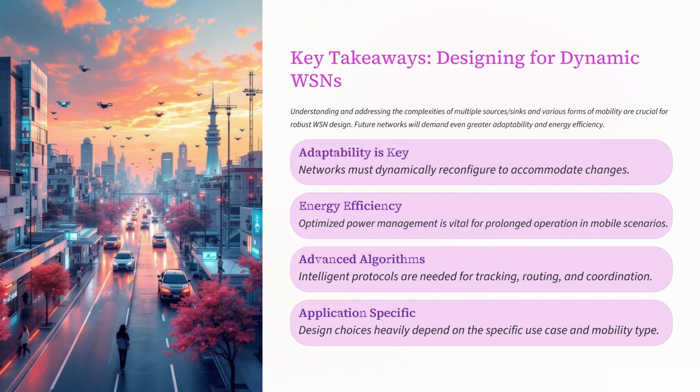The first point is adaptability is key. The network has to reconfigure itself to accommodate the changes that have taken place. As we have discussed already, there is a possibility of mobility with respect to the source, the sink, or the event. Whatever occurs, the data transmission in the network should not get affected. The elimination or addition of nodes in the network should not affect the data transmission. So we call it adaptability of the network, which is the key point in designing a wireless sensor network.